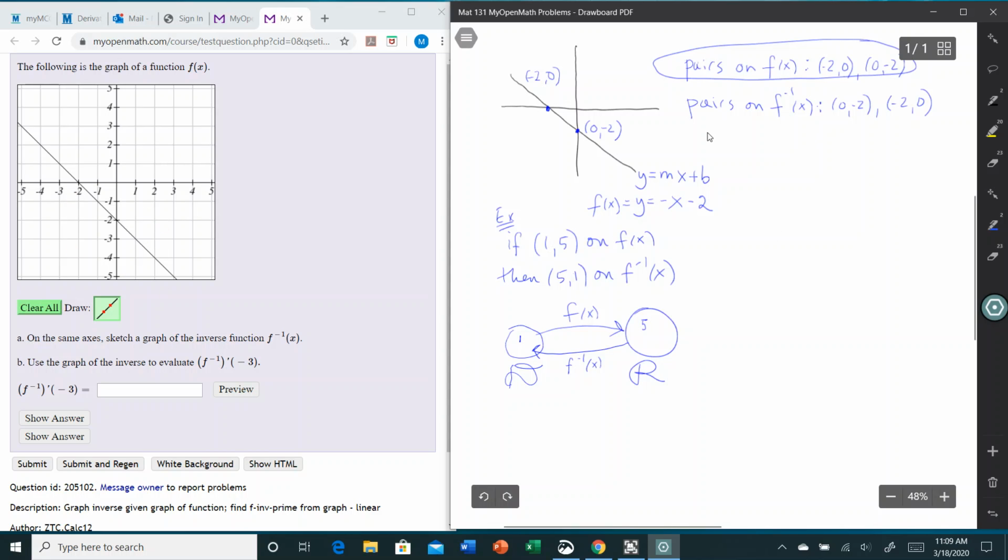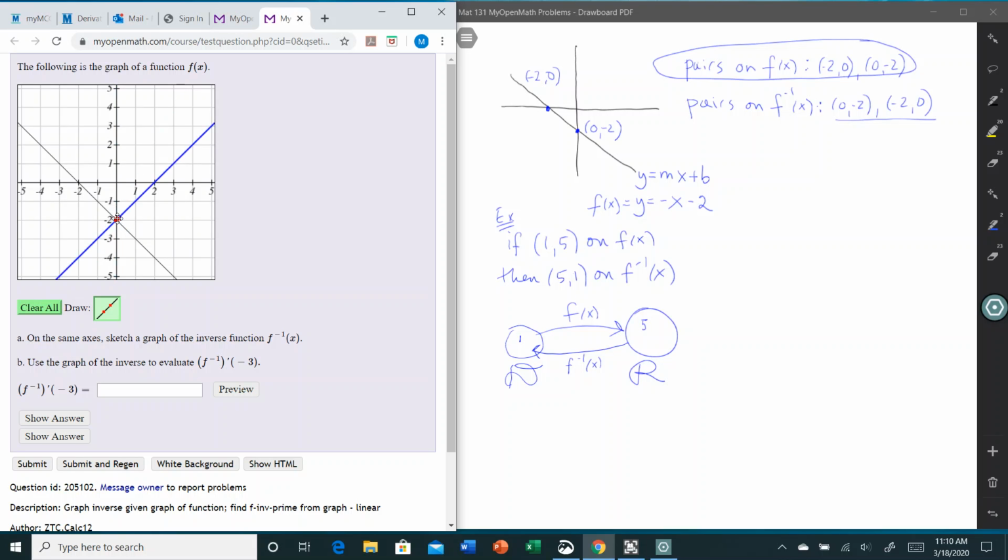So that means to draw the graph of the inverse function, the inverse function will pass through these two points, and if I graph these two points, then I'm graphing the inverse function. So 0 gets mapped to -2, so that's this point, and then -2 gets mapped to 0, that's this point. So for this particular function, the graph of the function and the graph of the inverse are actually the same graph.